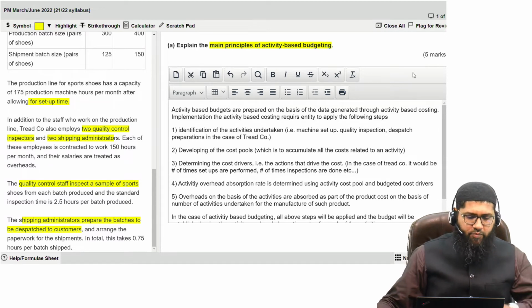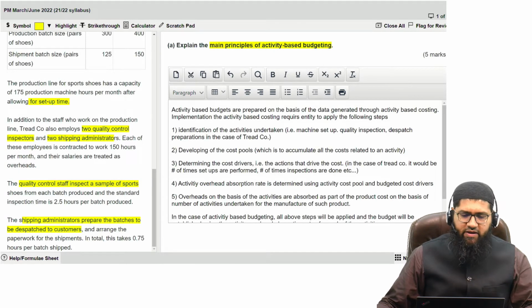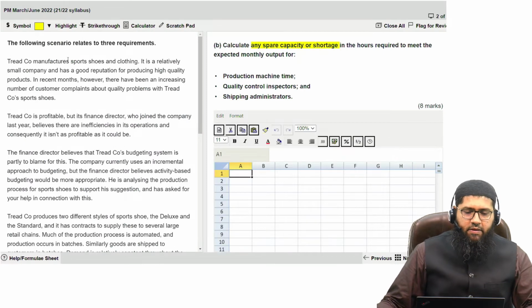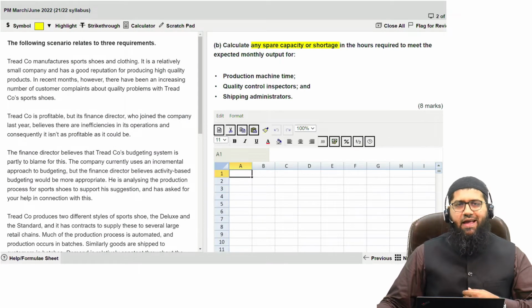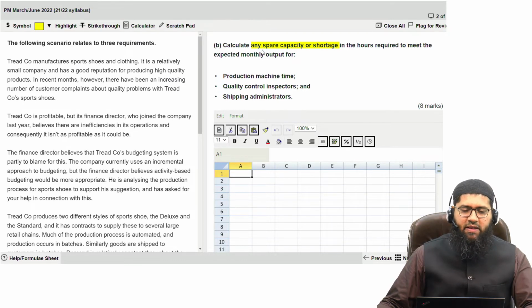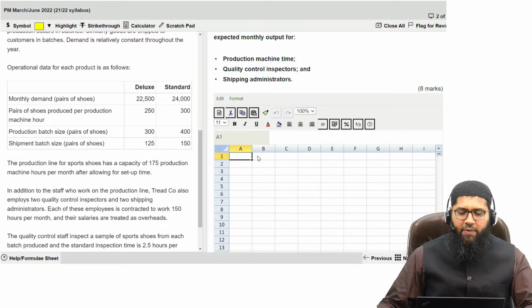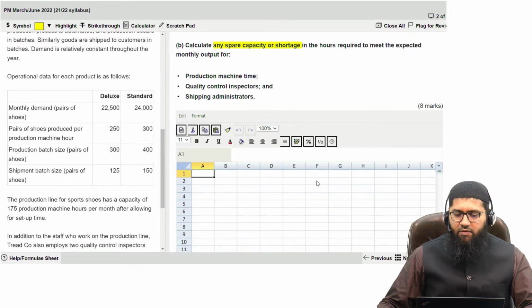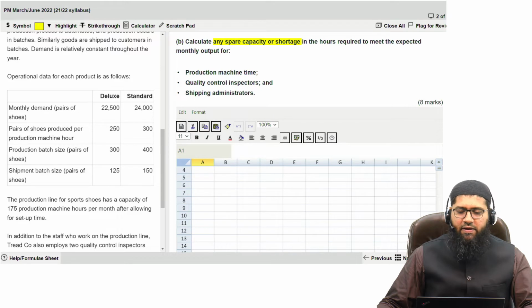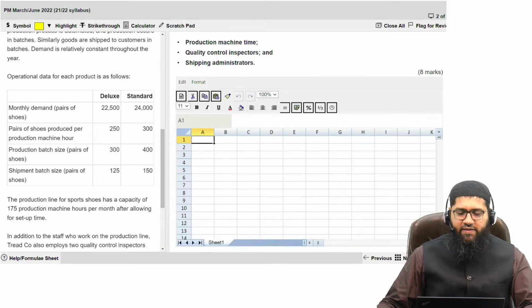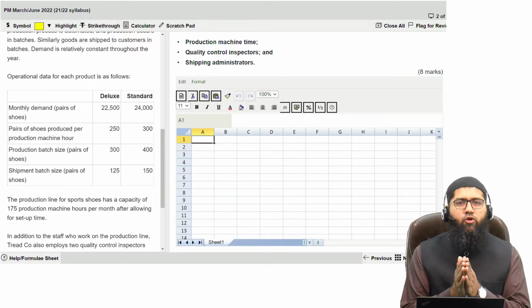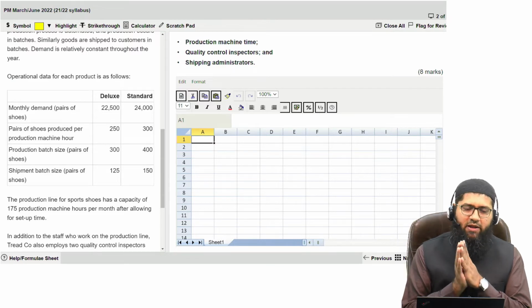Okay, now let's move a bit forward and discuss further. The next aspect is that the question says: calculate any spare capacity or shortage in the hours required to meet the expected monthly output for production machine time, quality control inspectors, and shipping administrators. So what do we need to do? We need to compare the time available with the time required.